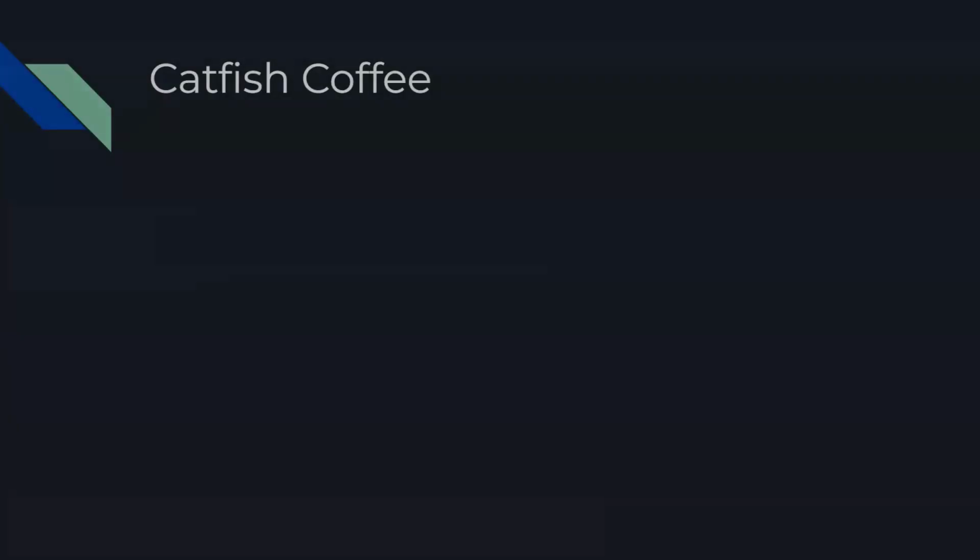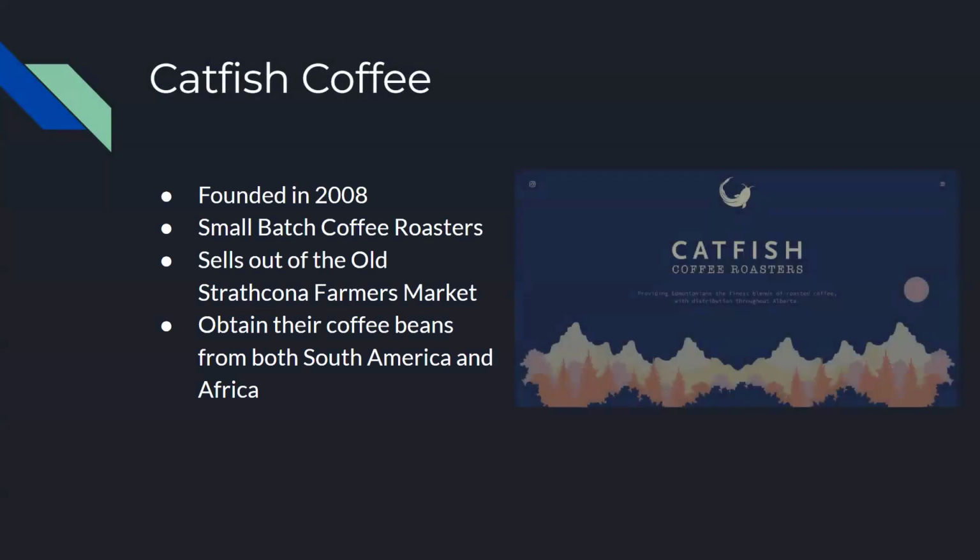And then for the last one I want to talk about, it doesn't have a physical location where you can experience the coffee brew itself, but it's called Catfish Coffee. It was founded in 2008, and it focuses on being a small batch coffee roaster. The only place that they actually sell their coffee beans, besides online, is at the Old Strathcona Farmers Market. And they're unique in the city in that they actually obtain their coffee beans from both South America and Africa, whereas most of the other places focus primarily on Central and South America.